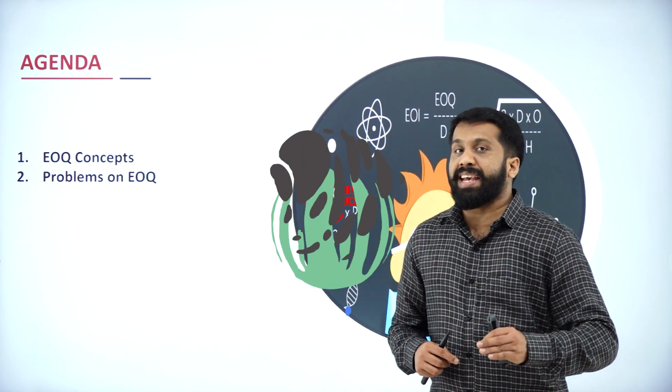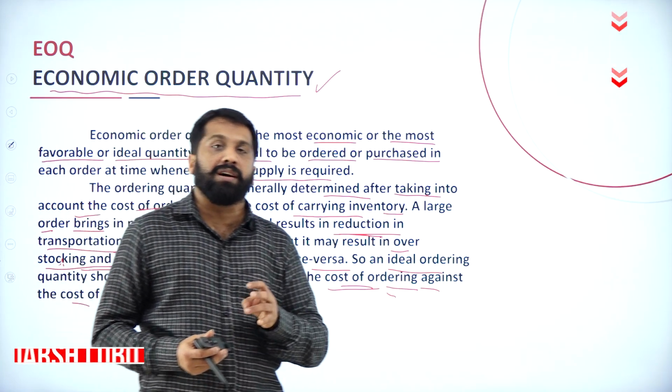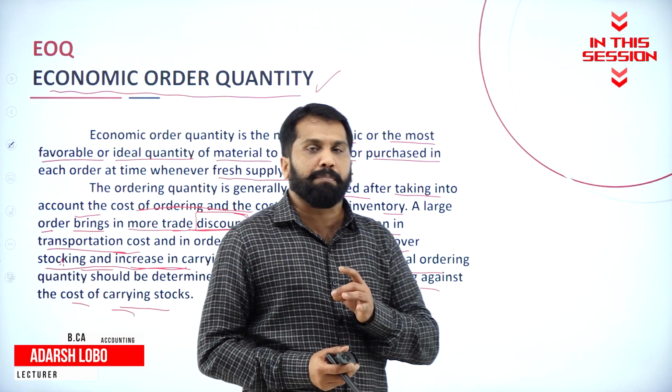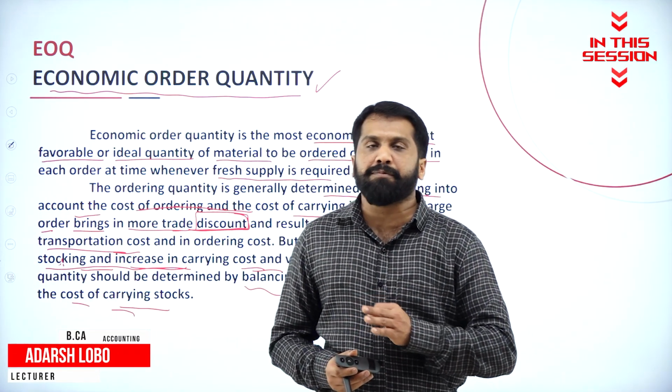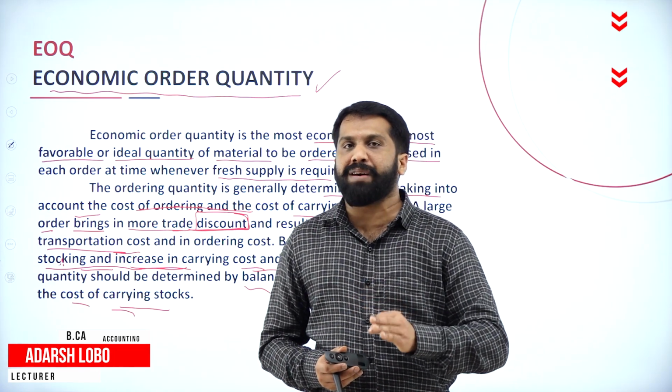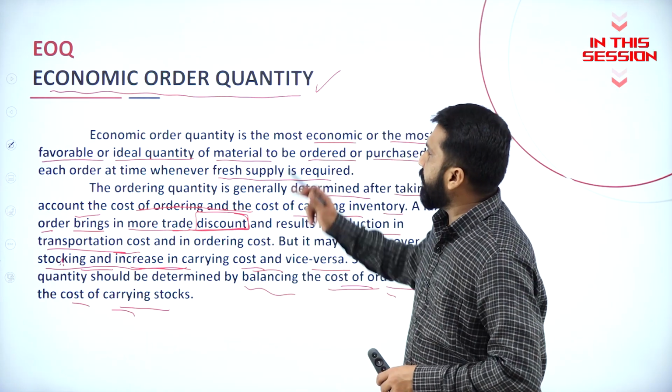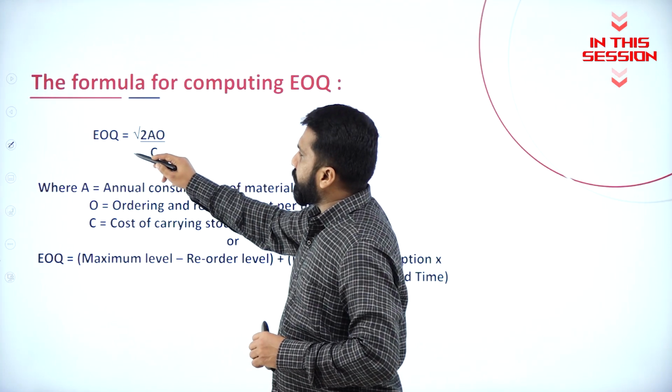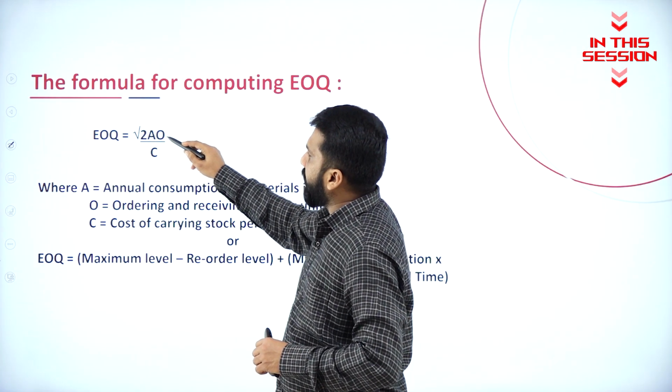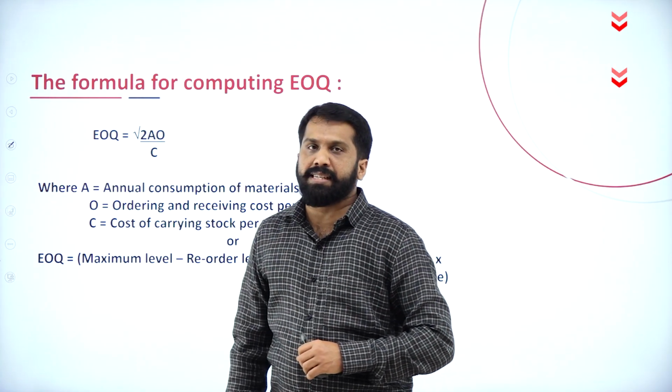EOQ stands for economic order quantity. Your carrying cost, ordering cost, your stock and your price of the unit, everything will be managed and balanced. That is called EOQ. EOQ is equal to square root of 2AO divided by C.